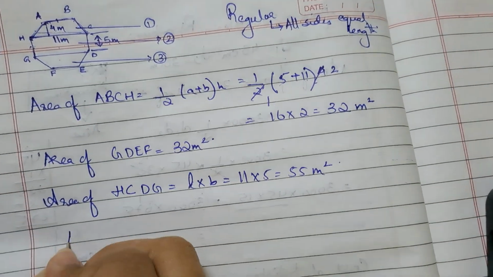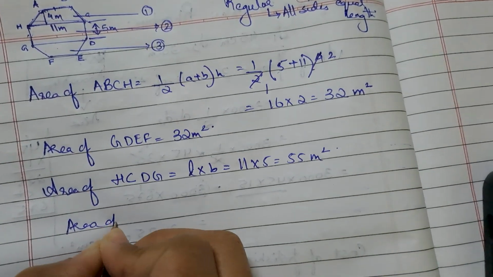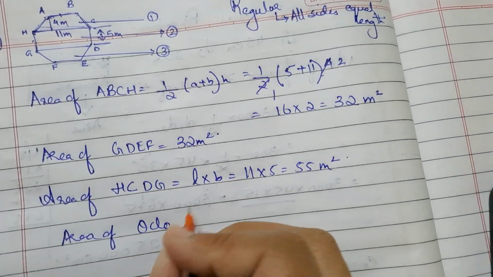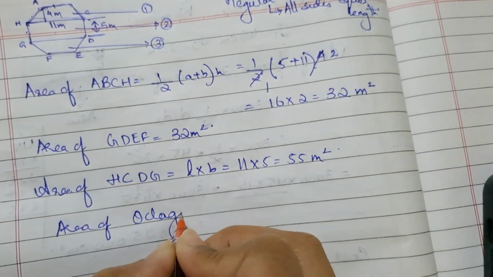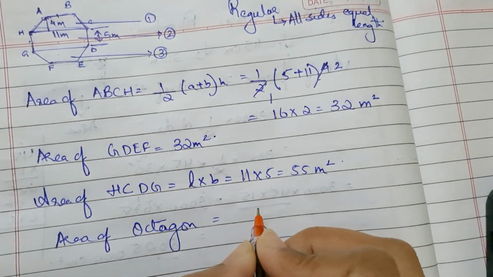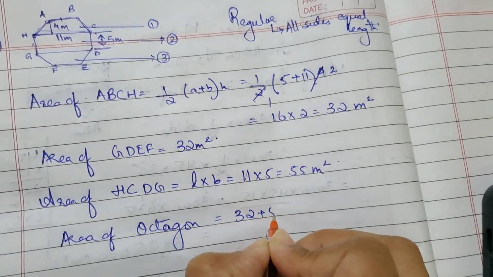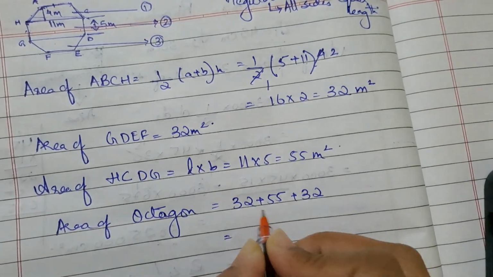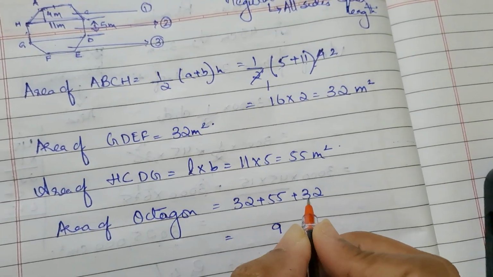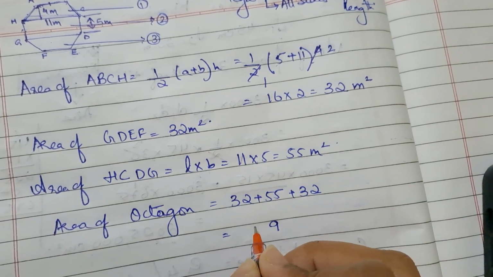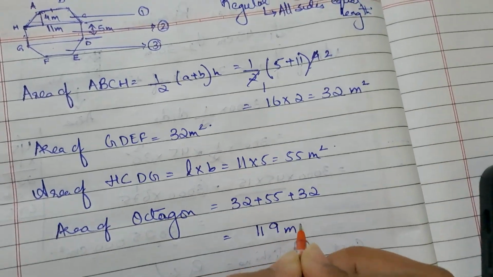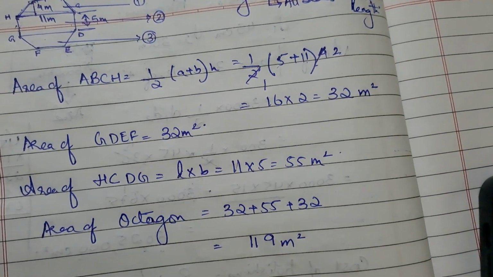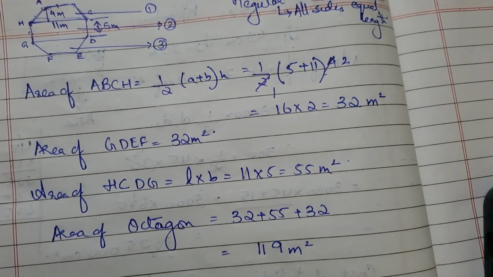Okay, area of octagon. Area of octagon is equal to 32 plus 55 plus 32. That's going to be how much? 9, 8 and 11. 119 meters square will be the area for this particular shape that I have here.